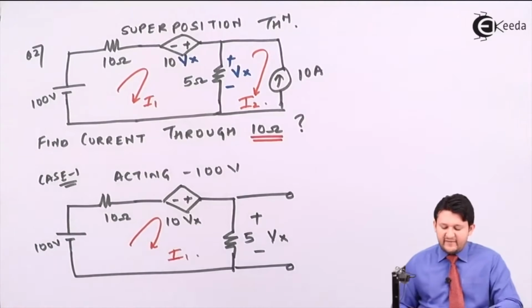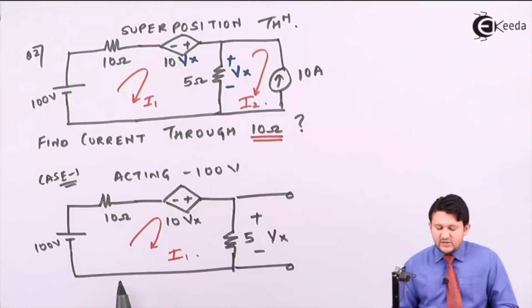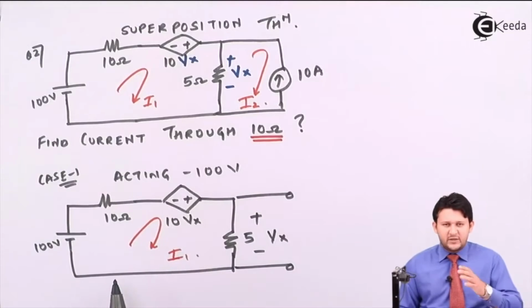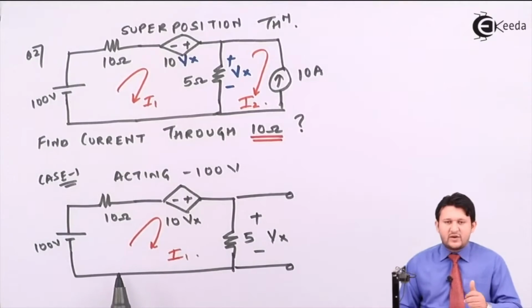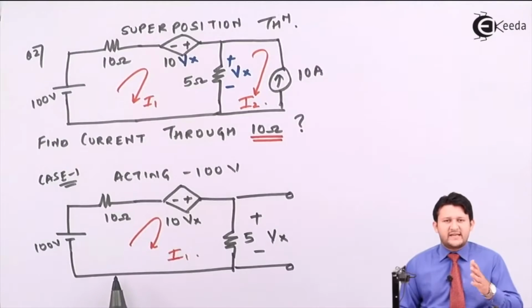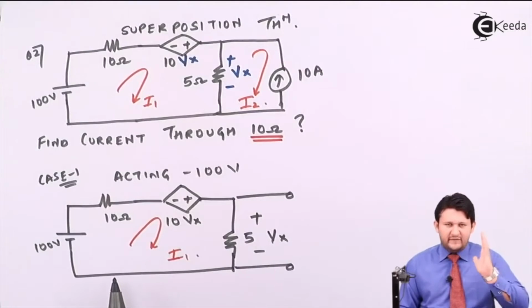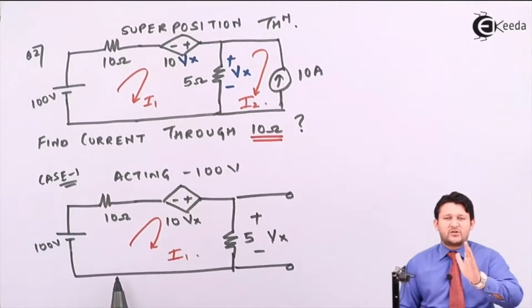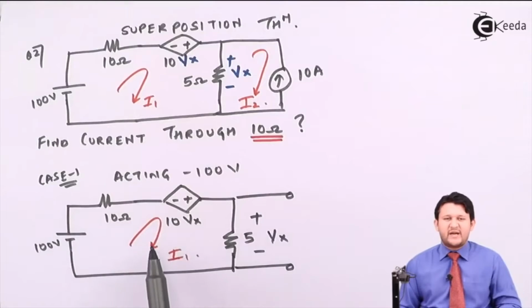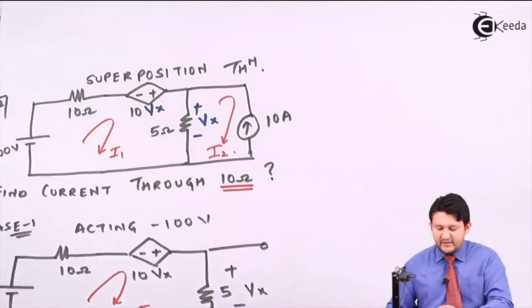So applying KVL in mesh 1. In this mesh, how many resistors you can see? You will say 2. Damn good. So add them. 15. Good. Which current is flowing through it? You will say I1. Good. Third question: what sign convention will be given to I1? Basic rule: if you are applying KVL to any mesh, that mesh current should be taken as positive. If I'm applying KVL to this mesh, I1 I will be taking as positive. That will be 15 I1 plus. So let's write the equation for the same.